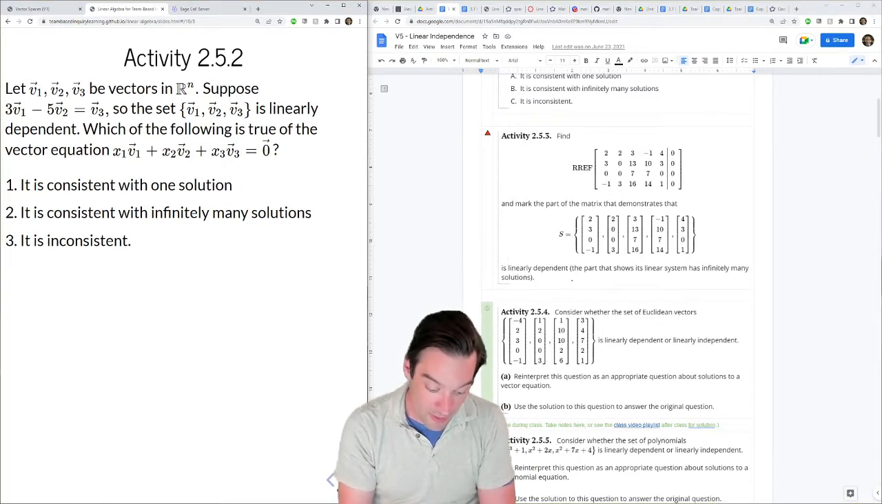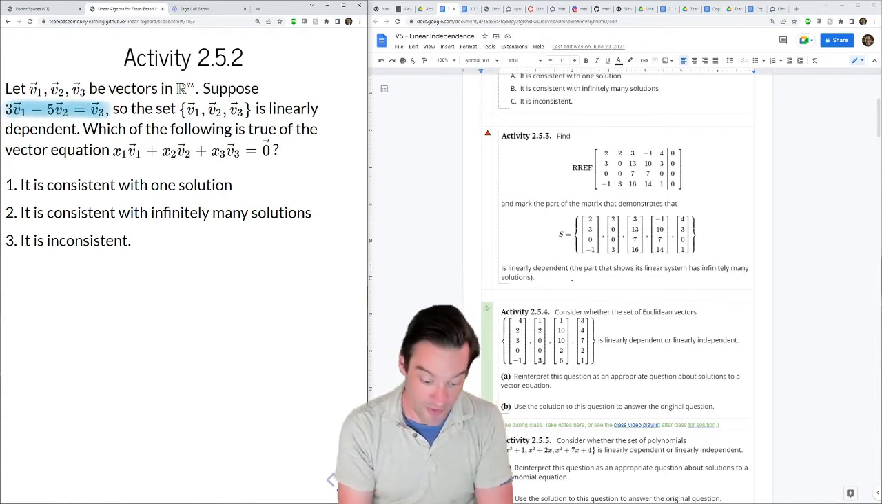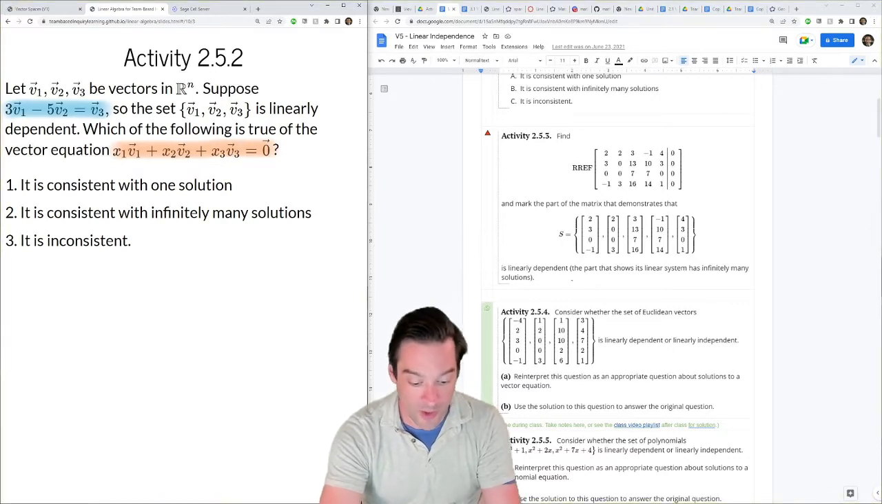We want to somehow connect this version of a linear relationship, a linear dependence between v1, v2, and v3, with this other version where one side of my equation is the 0 vector. So what's the connection there, do you think? What needs to be true about this equation with a 0 on the right-hand side that means the same thing as having this linear relationship among these three vectors? Should this equation need to be consistent with one solution? Should it need to be consistent with infinitely many solutions? Or should it need to be inconsistent?